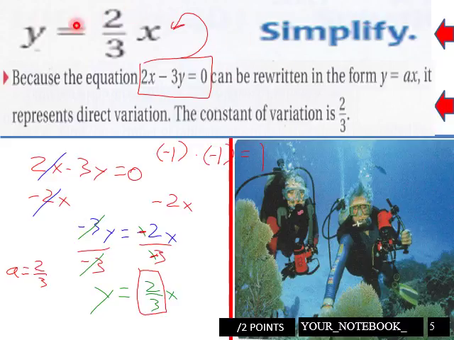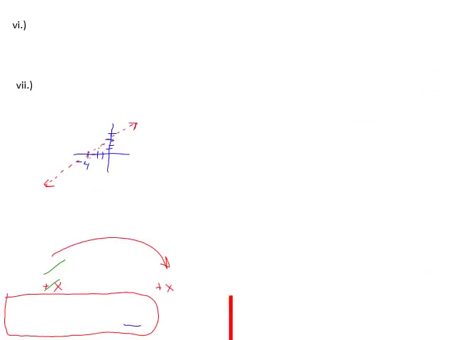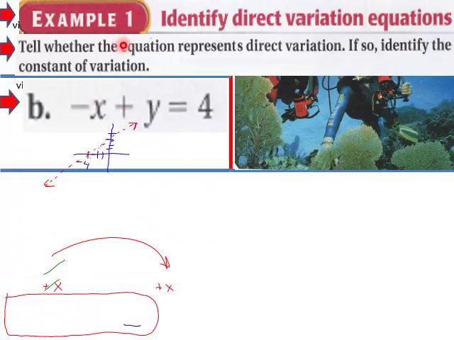We're going to simplify when we solve for y. This is what we get. Y equals ax represents direct variation. Yes, this is that form. Here's your a, here's your x, here's your y. Constant of variation is 2/3. Okay, 2/3 x.